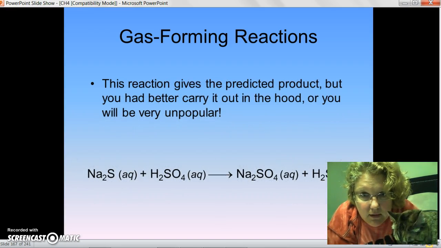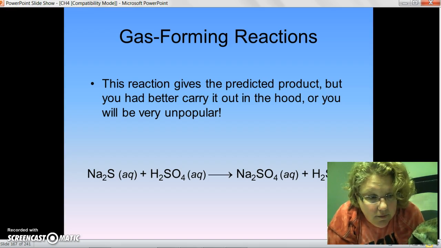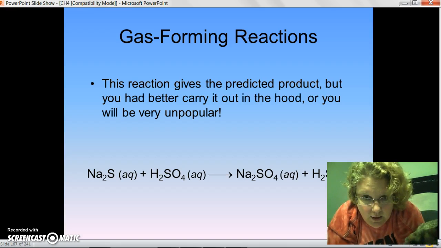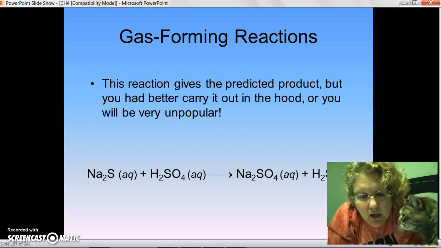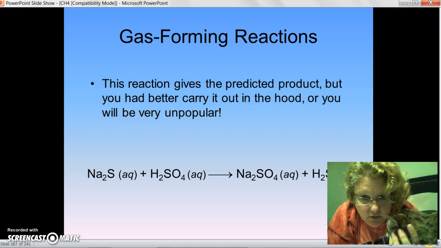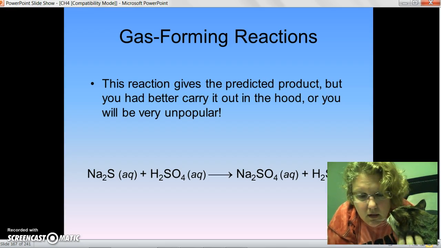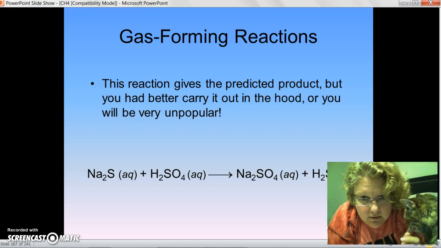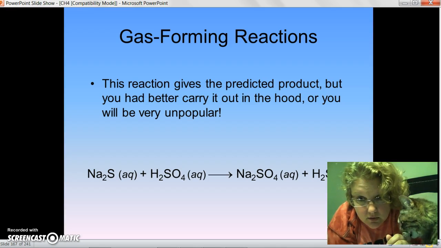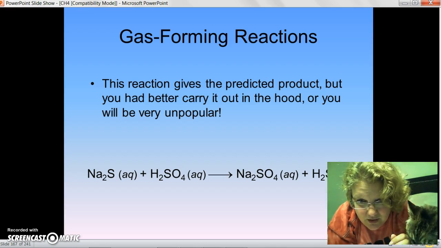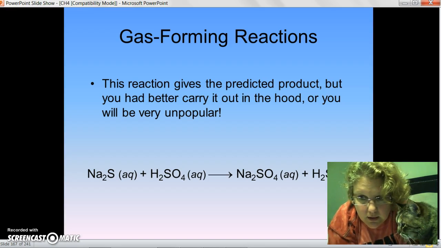Okay, here's yet another gas-forming reaction that's even stinkier. Sodium sulfide will act as a base here and accept a proton, or accept an H+, and then sulfuric acid, which we know is a strong acid. If you mix those two together, you get the sodium sulfate salt, and instead of water, you get hydrogen sulfide bubbles, hydrogen sulfide gas that smells like rotten eggs.